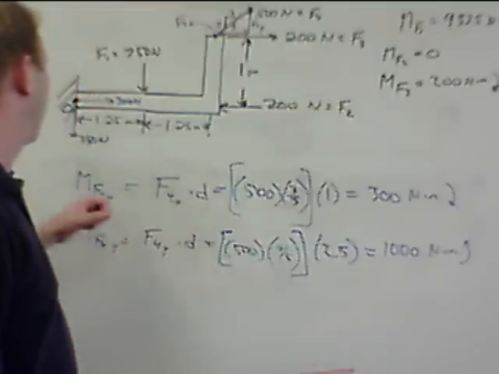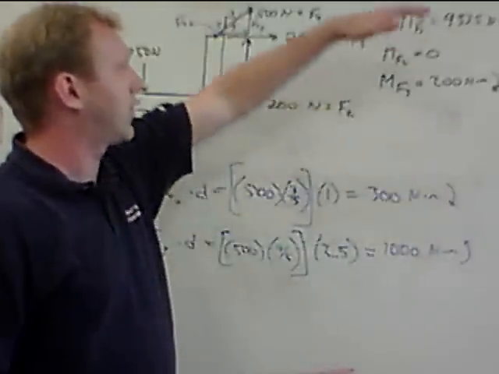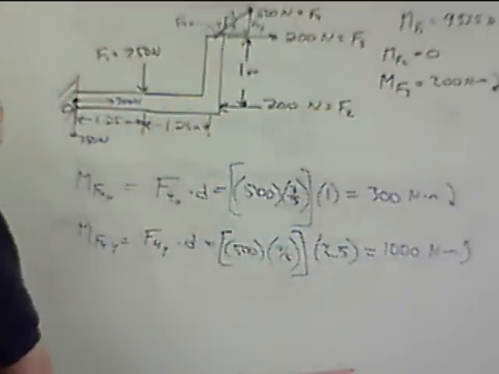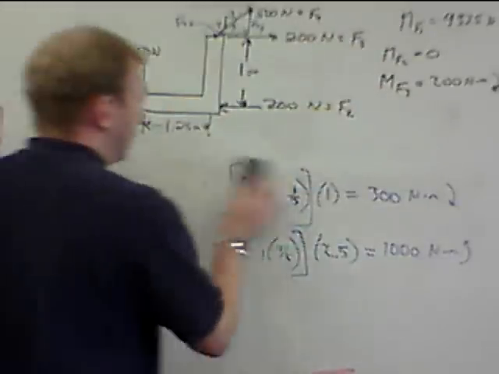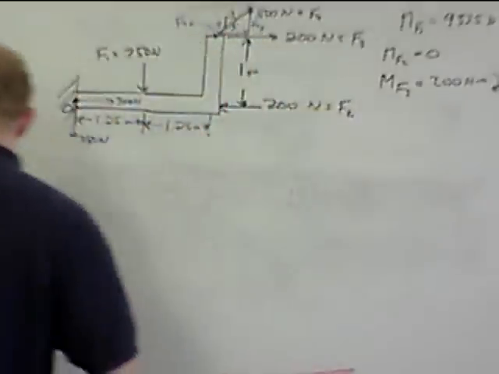We could recombine that and find the total moment due to force 4, but we don't really care about the moment for just force 4. We care about the moment for everything put together. So I'll add everything together to get the total moment about point O.